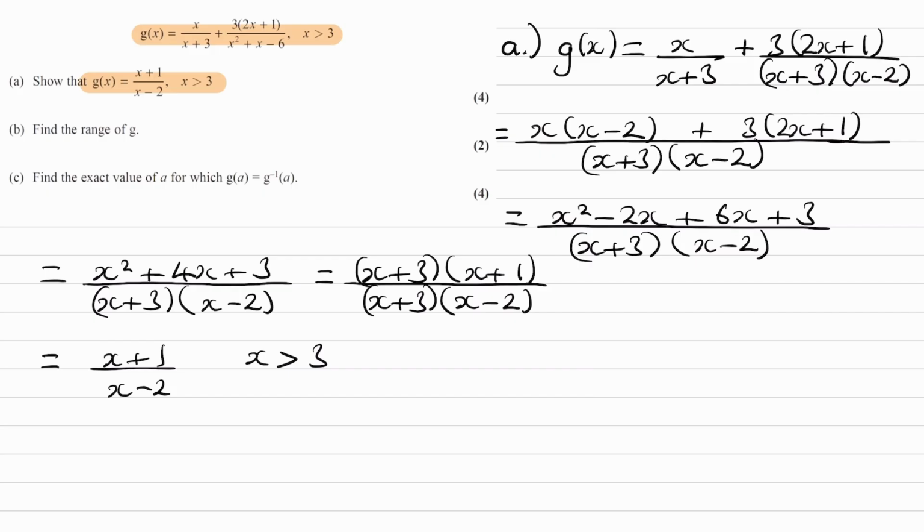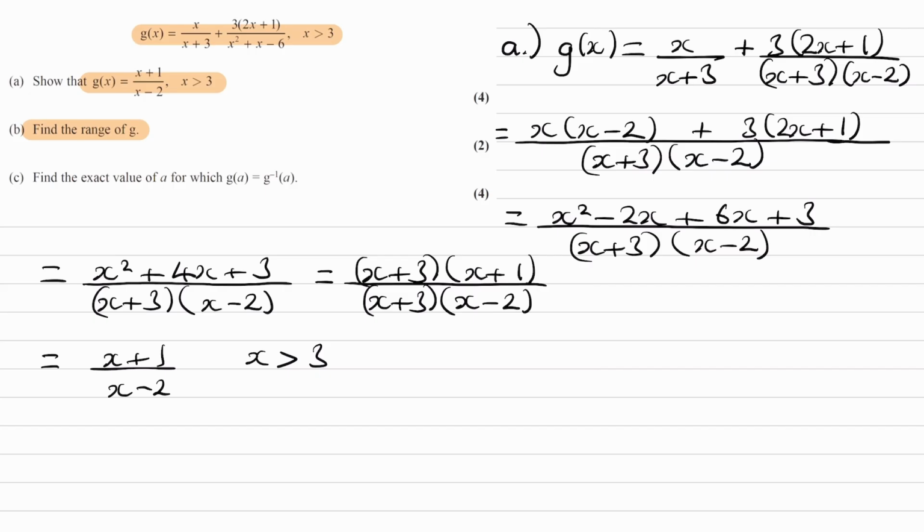And now for part B, find the range of g. So there's a few ways in which we can do this. I think the most foolproof way of doing this is to know what the graph of x plus 1 over x minus 2 looks like. And there's a couple of ways in which we can do this. So this here is a transformation of a 1 over x graph. But to know what that transformation is, we have to first manipulate this function. So there's a couple of ways of doing that.